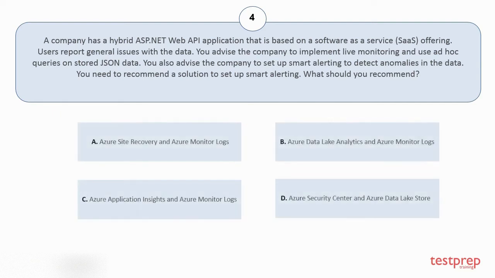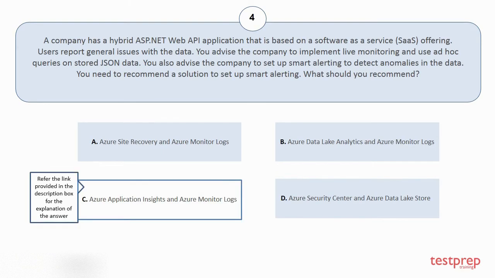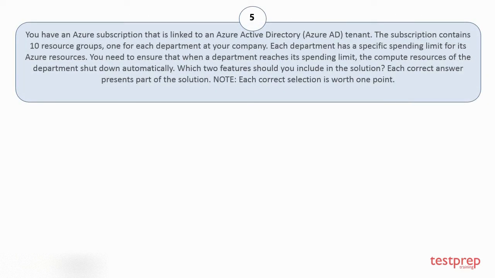Your options are A. Azure Site Recovery and Azure Monitor Logs. B. Azure Data Lake Analytics and Azure Monitor Logs. C. Azure Application Insights and Azure Monitor Logs. D. Azure Security Center and Azure Data Lake Store. The correct answer is option C. Question number 5. You have an Azure subscription that is linked to an Azure Active Directory, Azure AD, tenant. The subscription contains 10 resource groups, one for each department at your company.